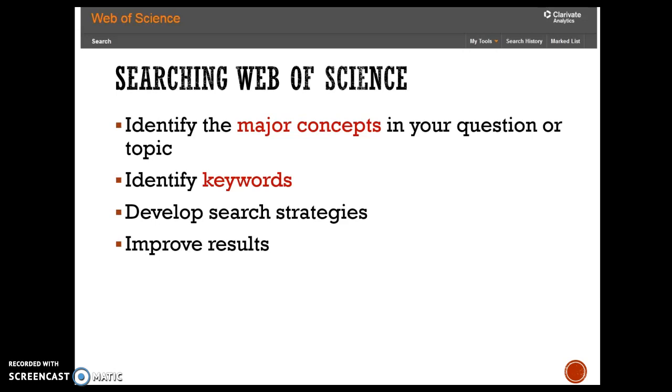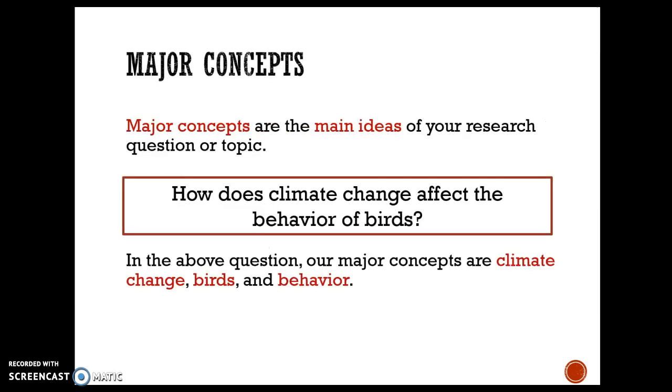So what you want to do is think about your research topic, your thesis, and then identify the major concepts in your question or topic. Then we'll talk about identifying keywords and different ways that you can improve the results that you do get. So major concepts are the main ideas of your research question or topic.